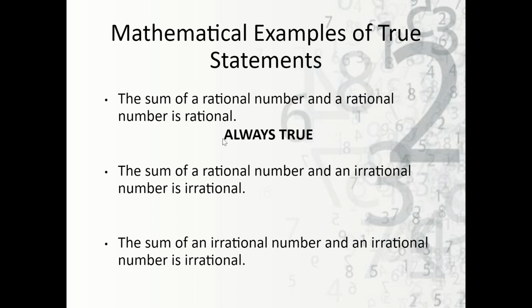The sum of a rational number and irrational number is irrational. Well, if I add a fraction plus pi, I will always have that pi, and because they're not like terms, I can't add them together, so it will always stay irrational then. So that's always true. And the sum of an irrational number and an irrational number is irrational. So if I add pi and pi, I get 2 pi. Well, that's irrational. So it's at least sometimes true.